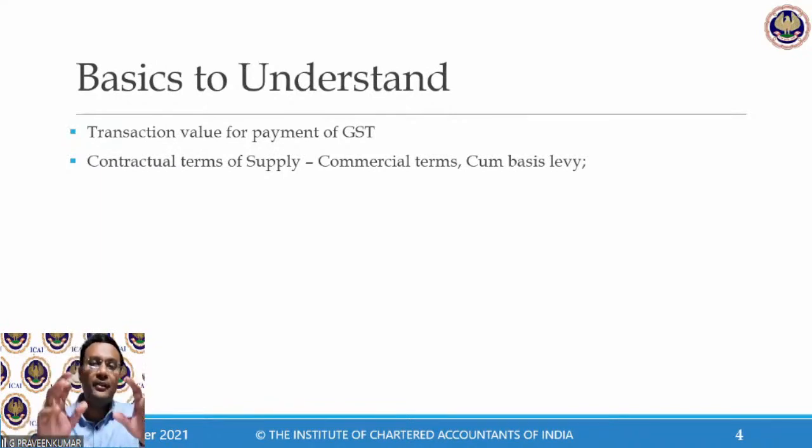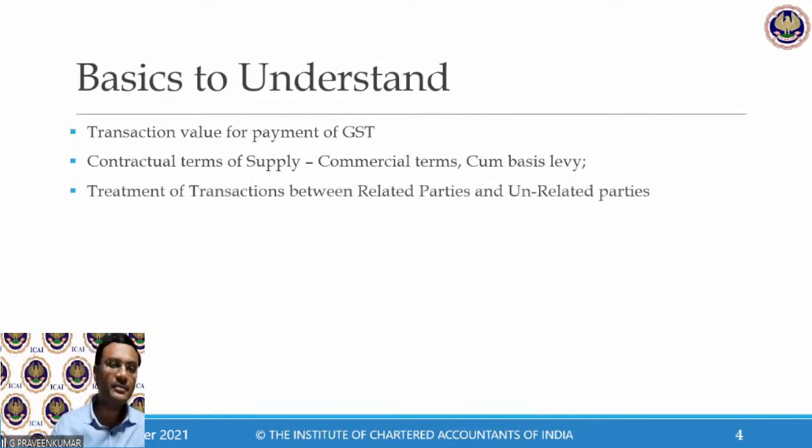So these are a couple of commercial terms connected to a transaction where we need to understand: should I include the transportation charges for the purpose of levy? Should I keep the transportation charges outside for the purpose of levy? Treatment of transactions between related parties and unrelated parties.